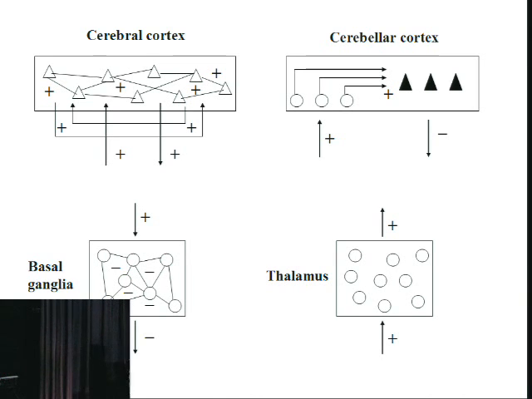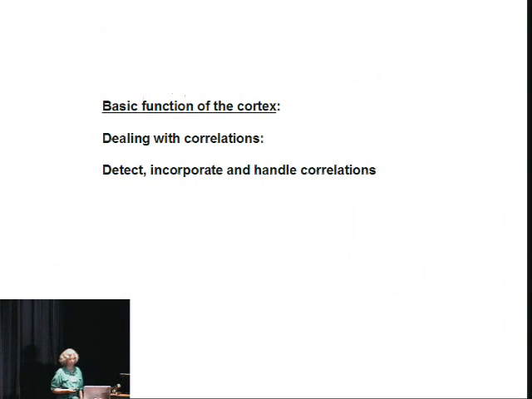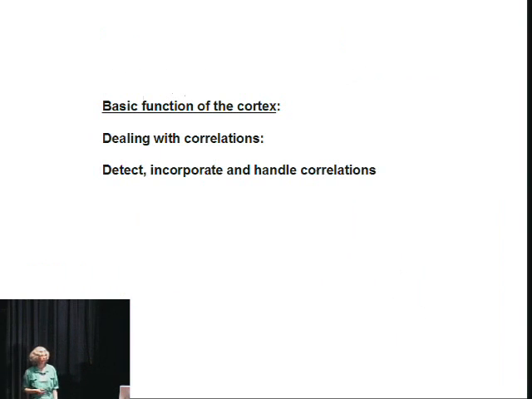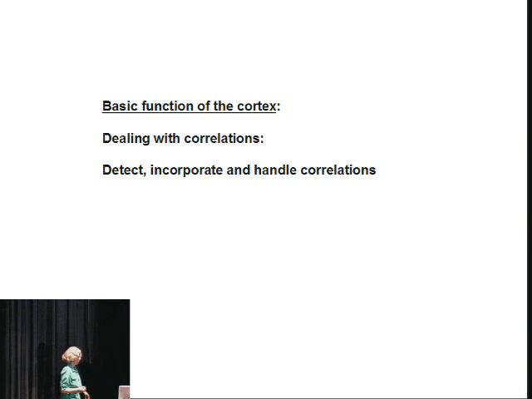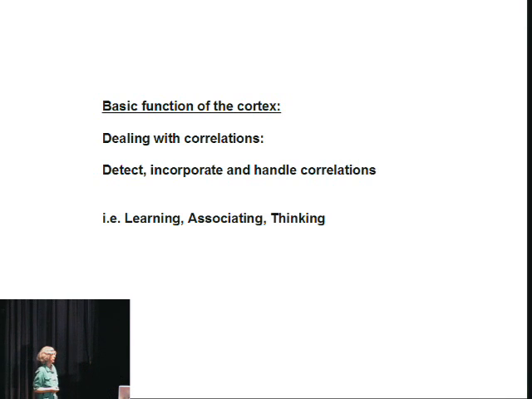And so if we ask for the very basic function of the cortex, we can say what the cortex can do, or probably at least can do better than other parts of the brain, is to deal with correlations, to detect correlations in the outside world, to incorporate them, and to handle them. And these are terms which we usually describe by learning, associating, and thinking. So I think this is really a link between structure and function of the cortex.